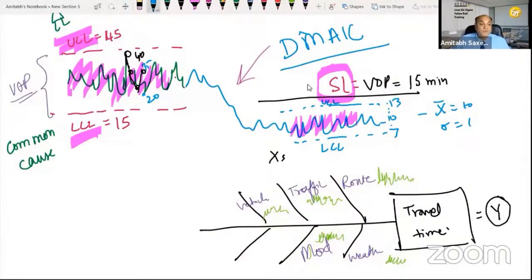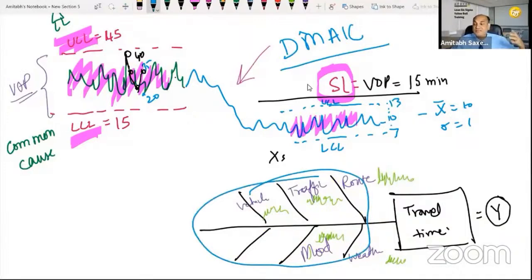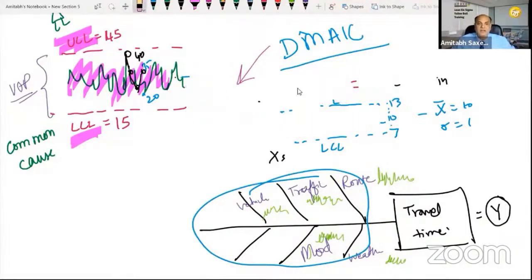Then you have to identify which process is the root cause. So many X factors are there. Which of them is affecting why I'm at 30? Of course, I just took an example of traveling time.